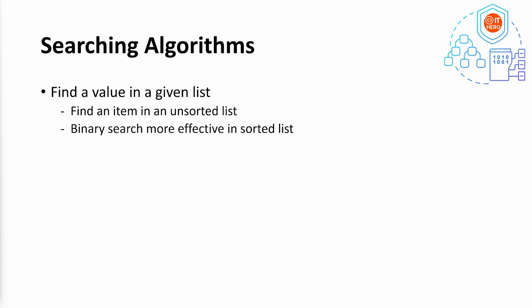Searching algorithms are used when finding a value in a given list. We will have two examples. One of them, in Python, for finding an item in an unsorted list, has linear time complexity, because we have to search in all elements. And we also have an example with binary search, which is more effective in a sorted list. We will see examples of both.